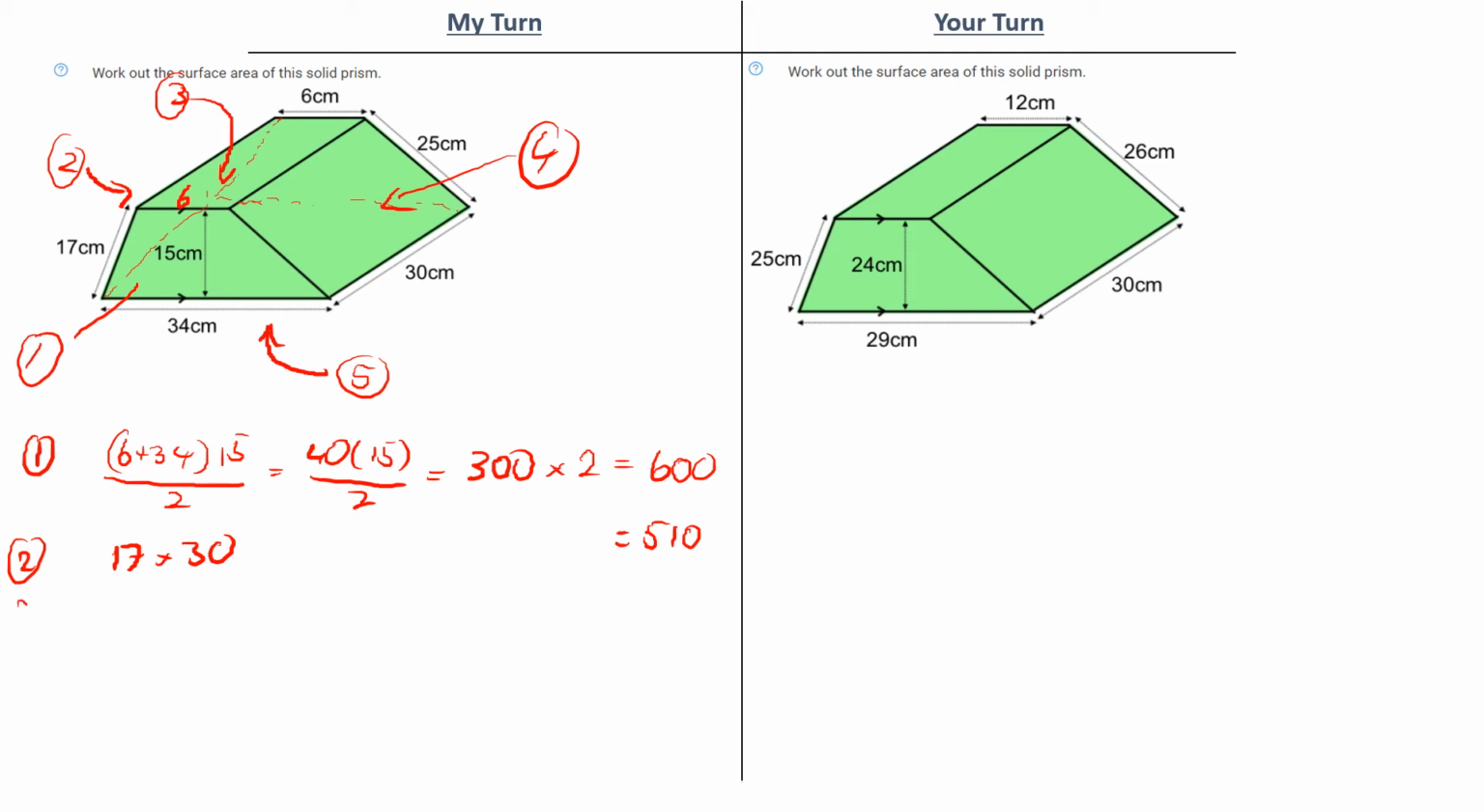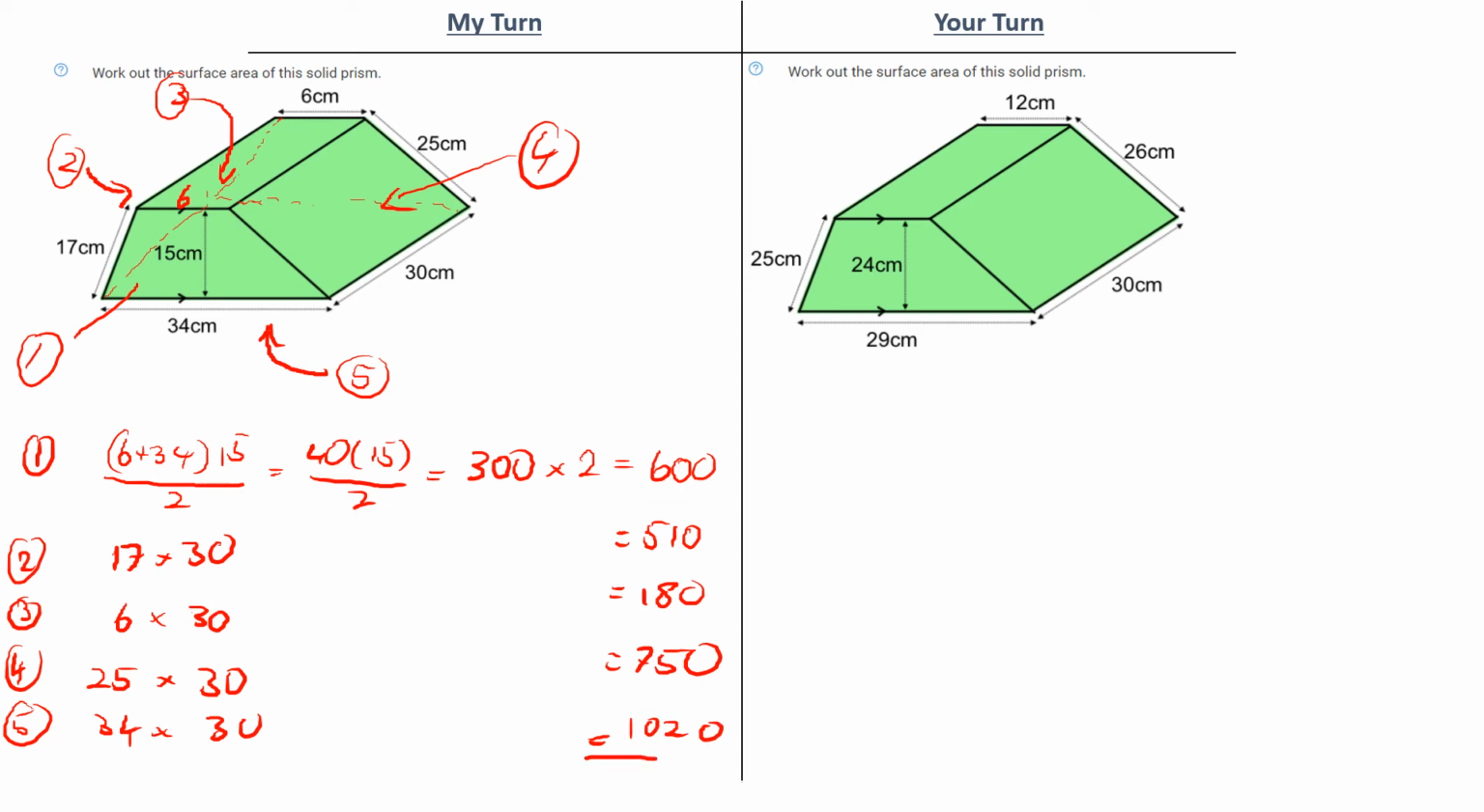So face number 3, then another rectangle. So we've got 3 at the top. So that's 6 times by 30 will give me 180. Then face 4. So we've got 25 times by 30 will give me 750. And then finally at the bottom we've got 34 times by 30 equals 1020.